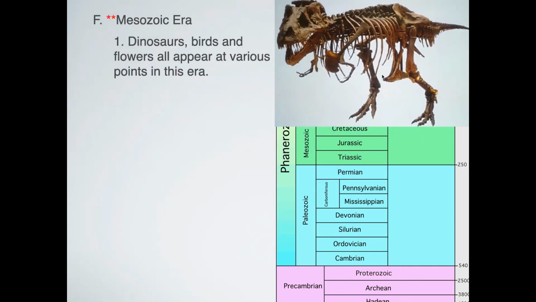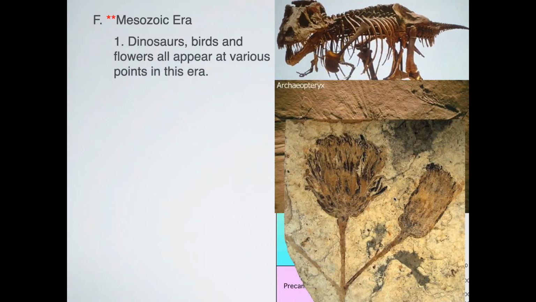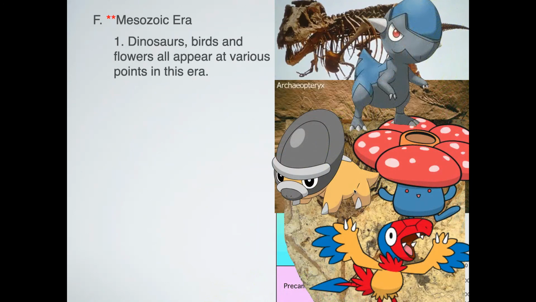So, of course, we have our Tyrannosaurus rex. We have our early bird Archaeopteryx, which we talked about already when we were talking about natural selection. Here we have some wonderful flowering plants that have been fossilized. And they resemble modern, like in my head, this looks like a dandelion to me, which is kind of cool. And so again, I gotta have my Pokemon in here.